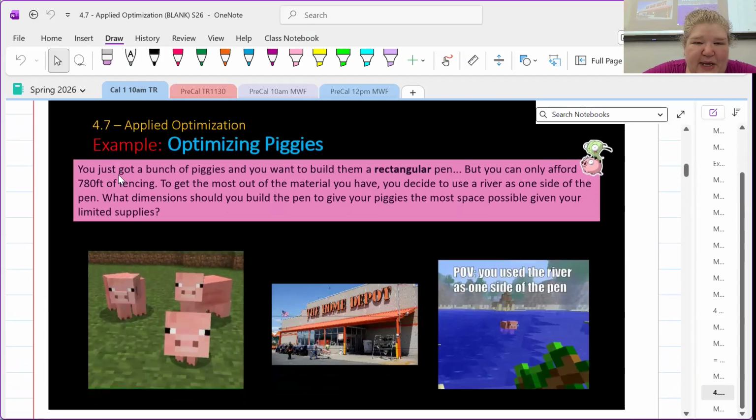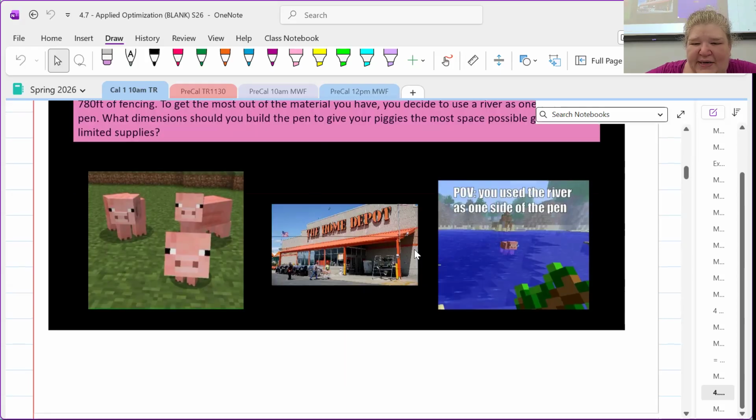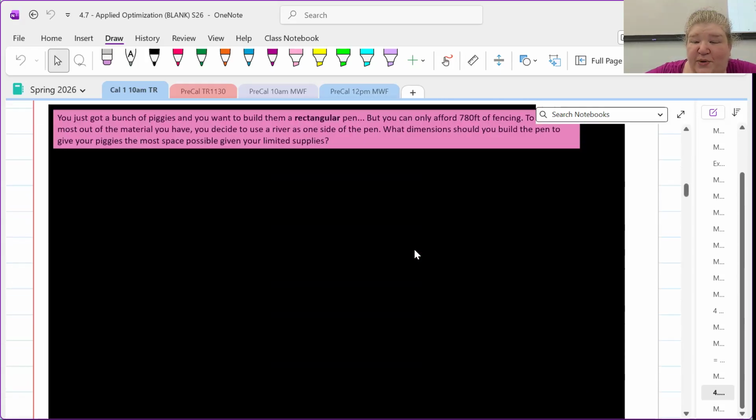So, you've got a bunch of piggies and you want to build them a rectangular pen, but you can only afford 780 feet of fencing. To get the most out of the material you have, you decide to use a river as one side of your pen. What dimensions should you build the pen to give your piggies the most space possible given your limited supplies? So we got some fun pictures on the first slide, but then we scroll down and we've got a repeat of the question with a blank spot.